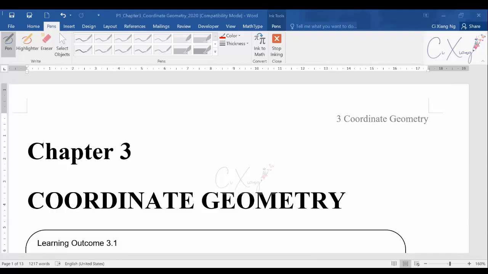Mainly all the formulas and details that you learned previously in secondary school are still applicable here. They are still the same. This chapter is generally quite short, and we will take a very short time to complete this whole chapter. Okay, so let's start with our chapter 3.